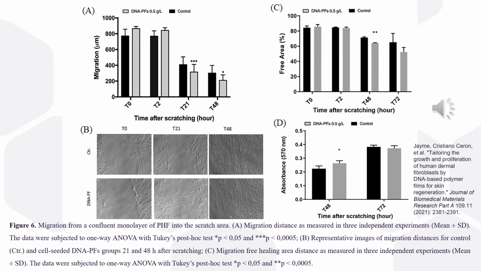The cells seeded in the DNA polymer film took about 61 hours to completely close the scratch area, and the control took about 16 hours to close the scratch area. And in this case, we can conclude that the polymer film can help the cells to close the scratch and facilitate the migration of the cells on the surface.